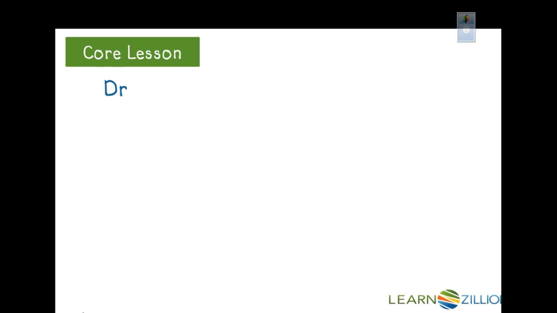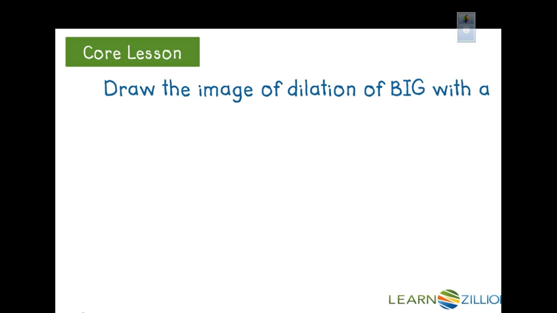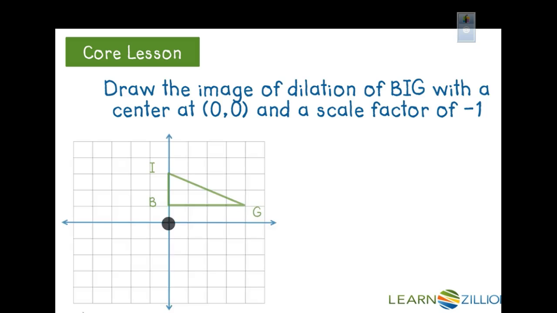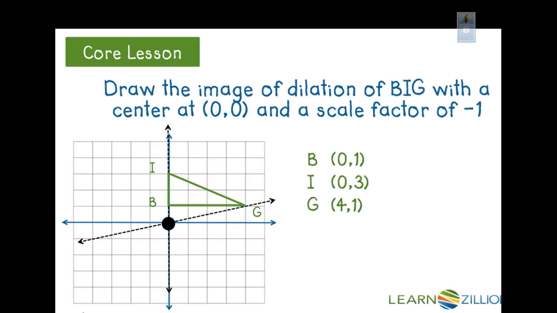If we need to draw an image of dilation of BIG with a center of (0, 0) and a scale factor of -1, we will start with our pre-image. Notice our pre-image is on the coordinate plane, so we can work with the vertices of B, I, and G. And here we have B at (0, 1), I at (0, 3), and G at (4, 1). In order to find the coordinates of the image, we need to multiply each vertex by -1. When we do that, we get B' at (0, -1), I' at (0, -3), and G' at (-4, -1).